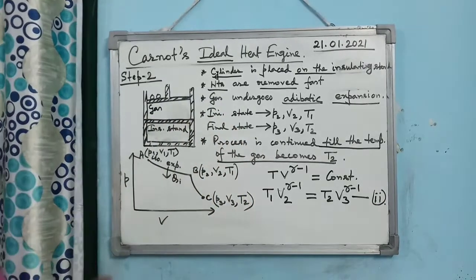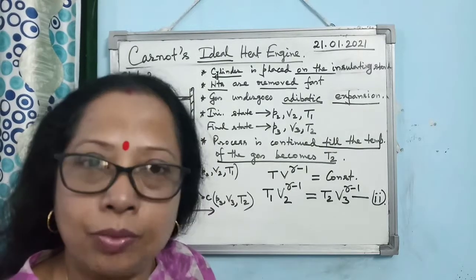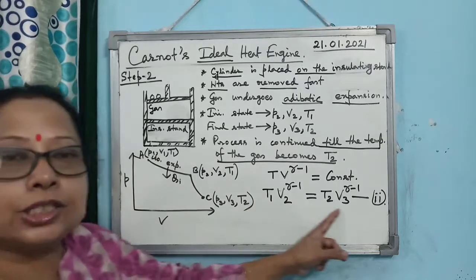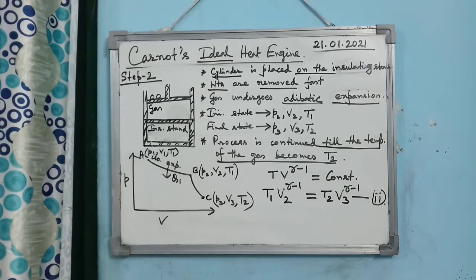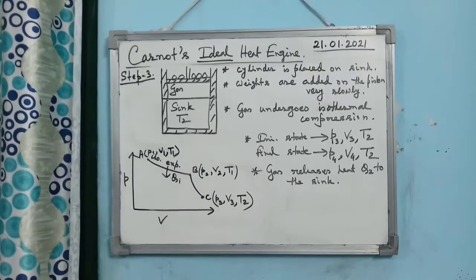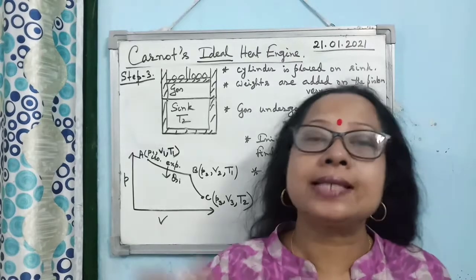For the first step, what you have got? Q1 is equal to RT1 log V2 by V1. And for the second step, this is the mathematical relation you are getting. Then the third step: what is done in step 3? Now the cylinder is kept on the sink.